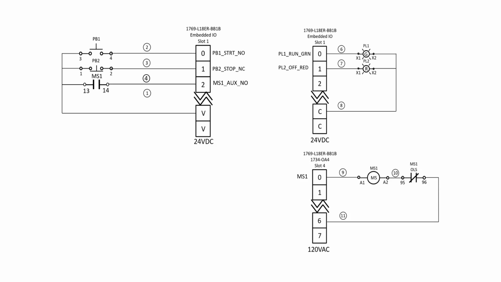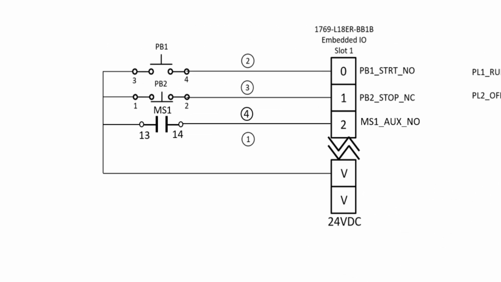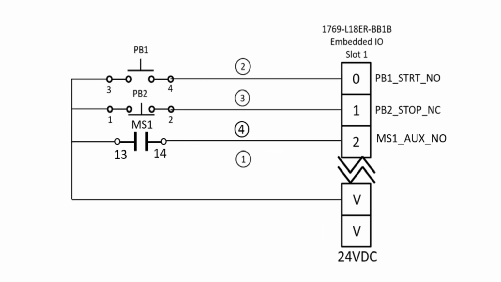In this example, we're using a 1769 L18ER-BB1B Allen Bradley Compact Logic processor with embedded inputs and outputs, as well as several add-on I/O modules. Looking at the embedded input terminals of the PLC, we can see the real-world field input devices connected to various terminals. PB1, PB2, and MS1's auxiliary contact are connected to terminals 0, 1, and 2, respectively.